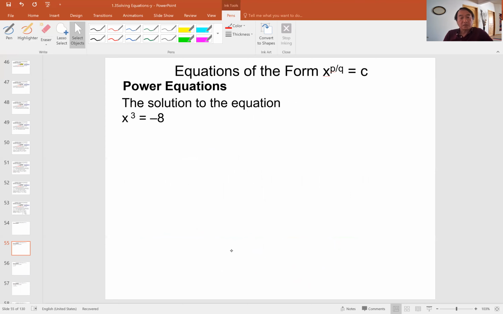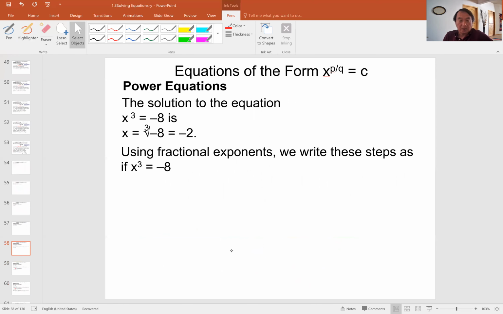When we solve these equations, we take the cube root. But if I use exponent notation, it looks like this. It looks like I can change the problem by moving the power from one side to the other side, except I reciprocate the power on the other side.